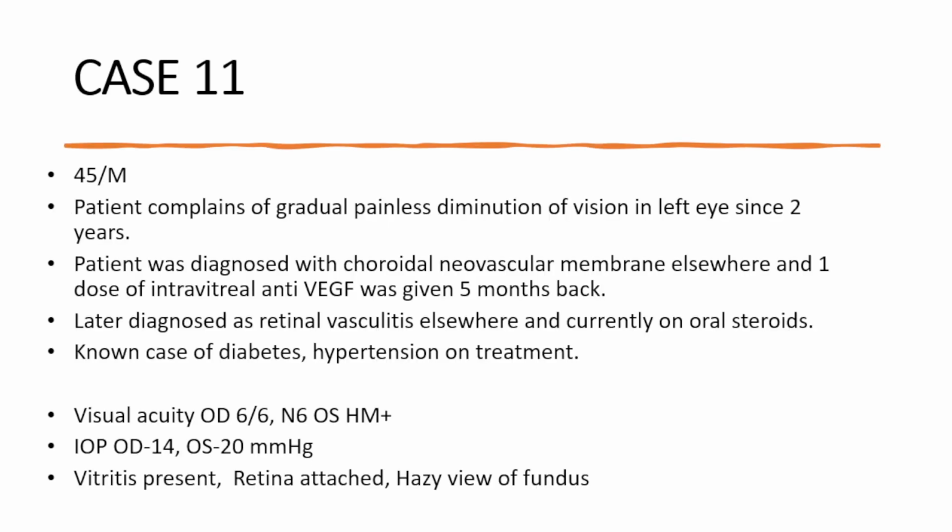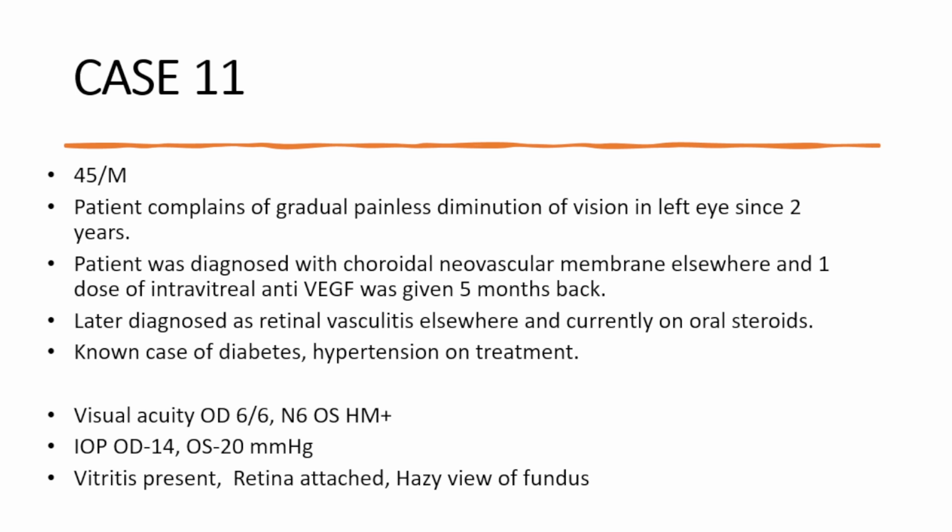Coming to the next case, a 45-year-old male patient came with complaints of gradual painless diminution of vision in the left eye since 2 years. Patient was diagnosed elsewhere with choroidal neovascular membrane, and one dose of intravitreal anti-VEGF was given 5 months back. There was no improvement after the injection. Patient visited another doctor and was later diagnosed with retinal vasculitis and was currently on oral steroids. Patient was a known case of diabetes and hypertension and was on treatment.